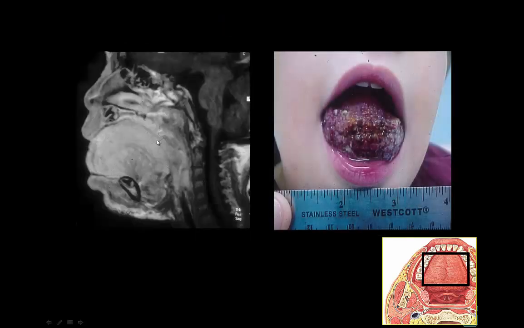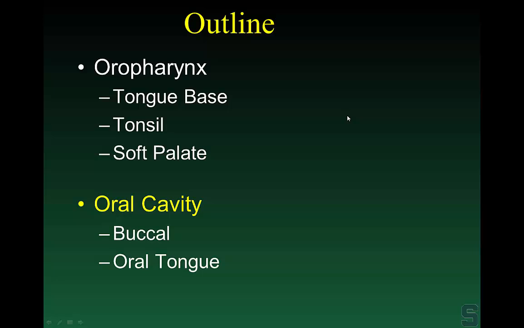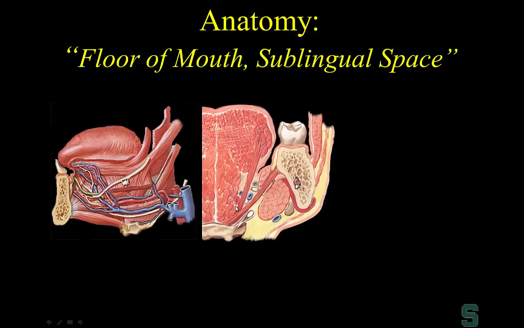And this was just diffuse enhancement of the tongue. This was a large hemangioma, a vascular malformation of the tongue. So we talked about the floor of the mouth earlier. So again, we'll go over the anatomy. So remember the analogy that I gave you about the teacup.